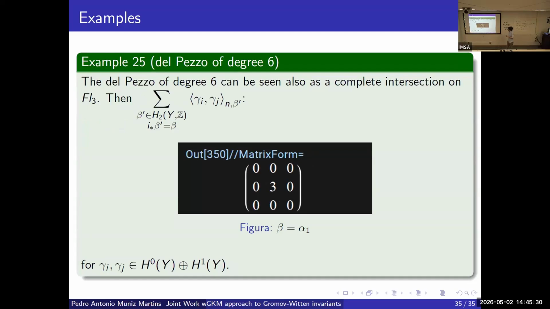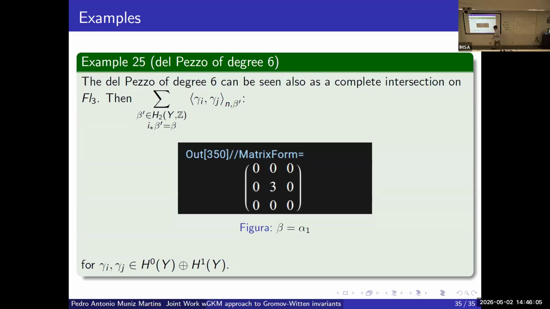And this is the matrix. Now considering a del Pezzo of degree 6, we can think of this del Pezzo as a complete intersection again in FL3, and we take the vector bundle as the square root of the anti-canonical one. Then it's just a hypersurface, not a complete intersection, because we're picking only one line bundle. That is the square root of the canonical. A hypersurface in FL3.